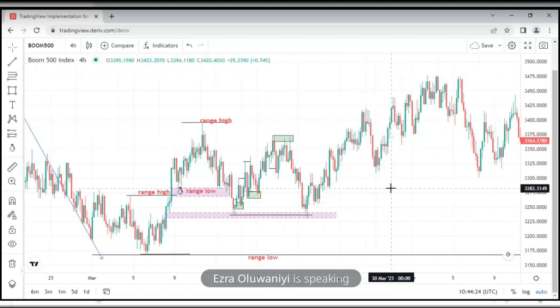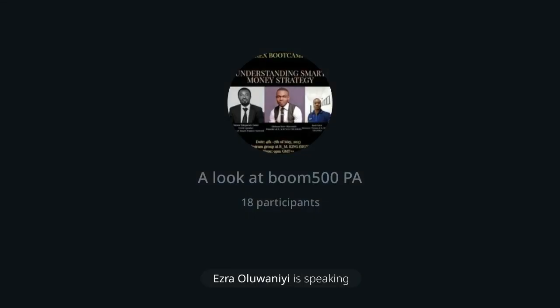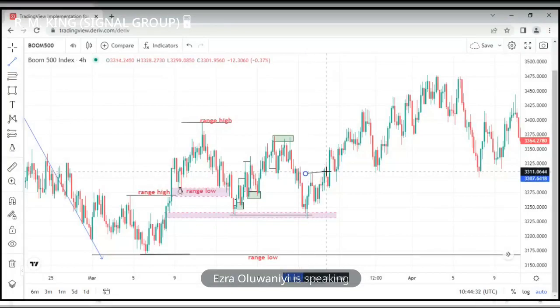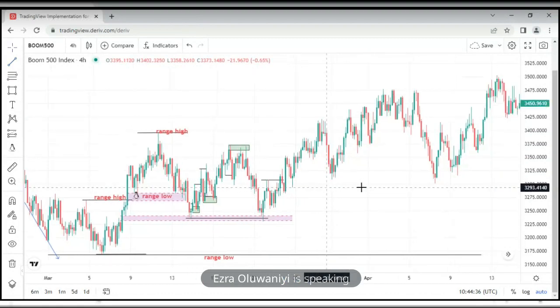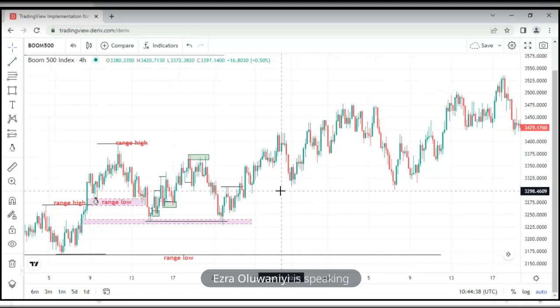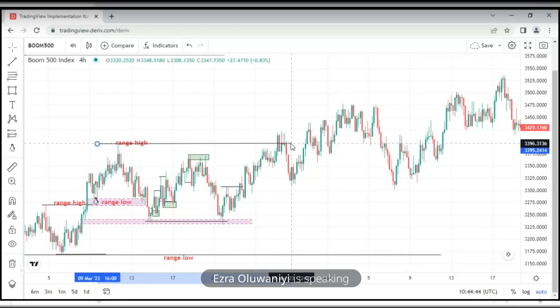So as such, price kept breaking structure above. On lower time frame, you're going to be seeing this clearly. I would have given you an assignment to be able to do this, but I hope most of us cover up and do all this. So price just continued shooting up until it broke this range high. So this range high was taken out.